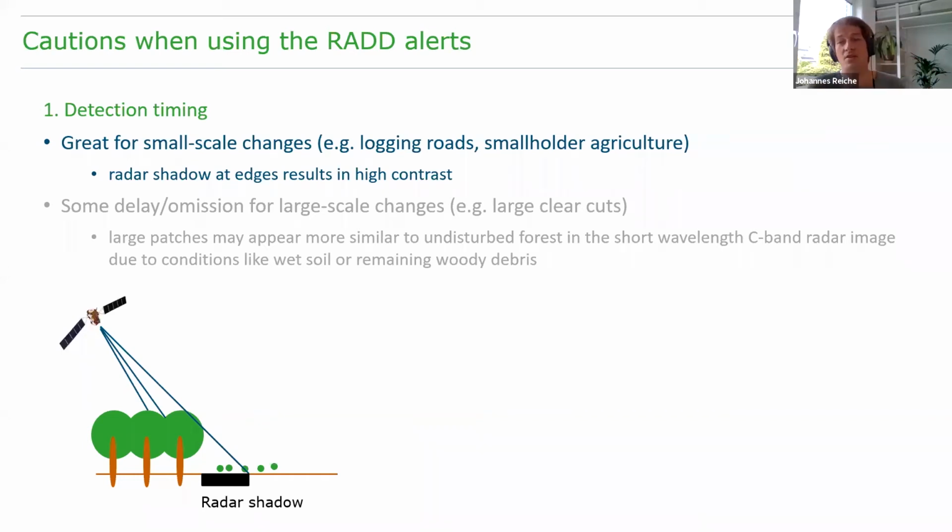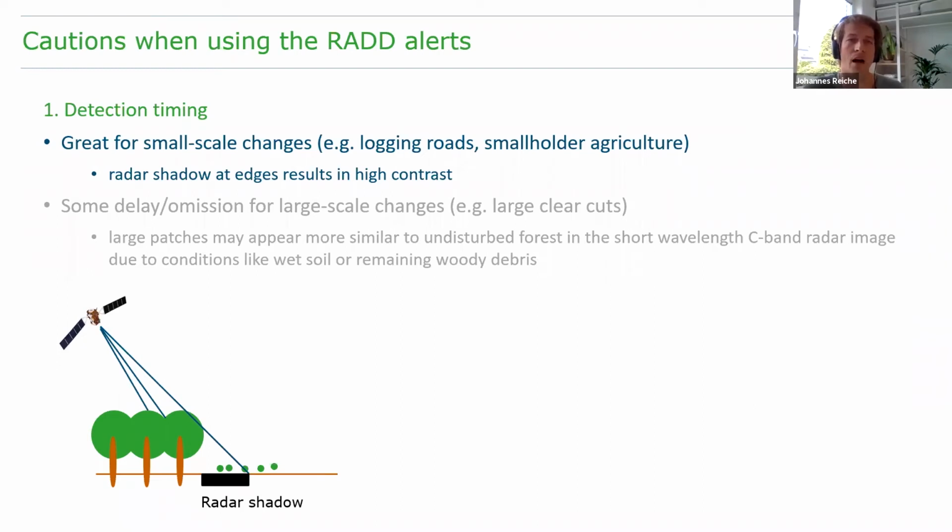Limitations, or less limitations, and cautions when using the RADD alerts. We also mentioned in the introduction slide that the systems themselves are very similar, and that the differences are largely related to the characteristics of the sensors that are used. I also mentioned that C-band radar is not the most useful sensor for forest monitoring because it's very sensitive to soil moisture. It has, in the radar framework, a relatively short wavelength, but more on this in the next couple of slides.